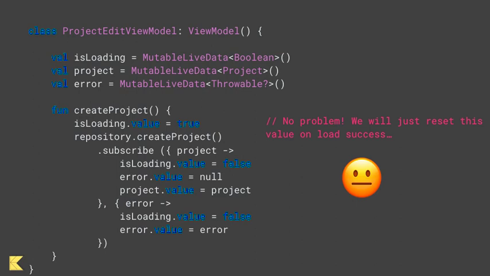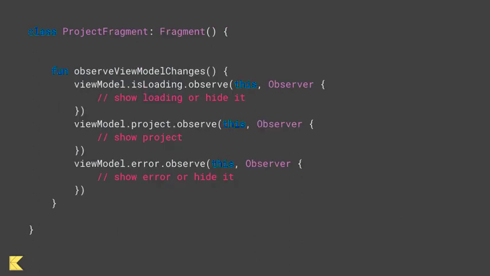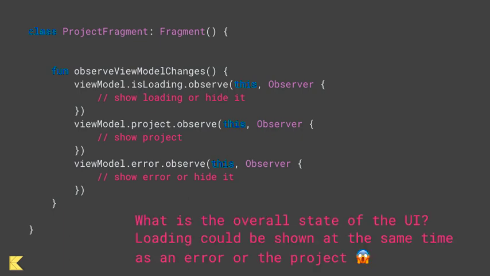Anyway, this kind of thing is what causes a lot of state issues. When we start to look at these values on our screen, this is our fragment, we're now observing these three different streams of data. We want to show or hide the loading, show or hide the project, or show or hide the error. So the thing that we don't know at this point is what is the overall state of the UI, right? Loading could be shown at the same time as an error on the project. We don't know, because these are all three separate streams of data. We actually don't know what the proper UI should look like at any one point in time.